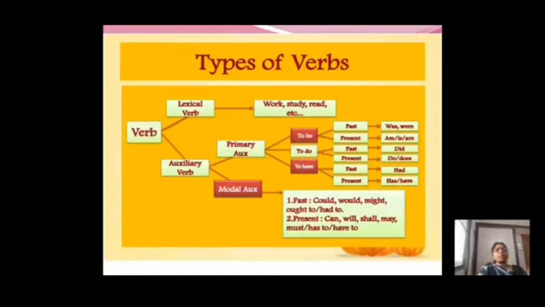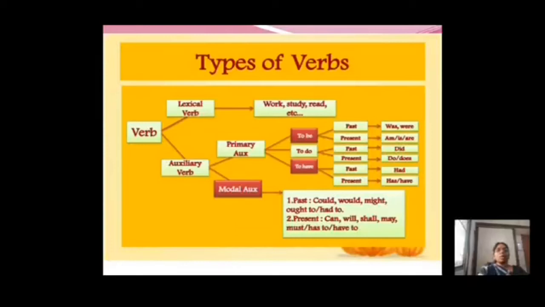What is it? Be. Yes, be verb. Again it is classified as two: present tense and past tense. Present tense is am, is and are. Past tense is was and were. All these you know before. Just a detailed classification for you to recap. That's it. Do verb, present tense and past tense. Present tense is do and does. Past tense is did alone. Have verb, present tense and past tense. Present tense is has and have. Past tense is had alone.